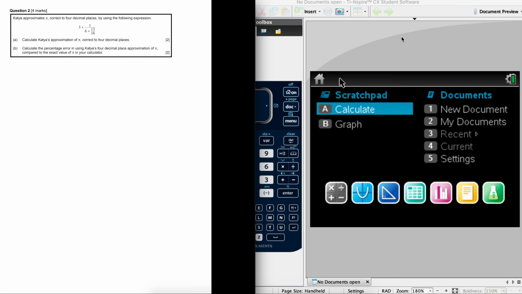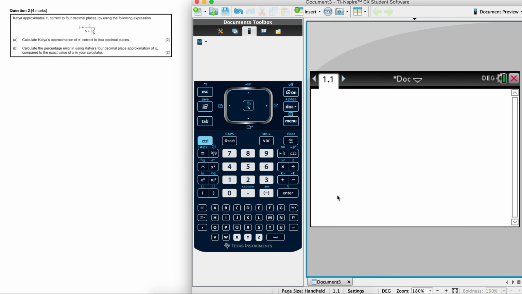So this question on the paper is using the approximation and the use of the calculator. For the first part, it gives us the expression, and it's asking us to write it down correct to 4 decimal places. So all we're doing there is using the GDC and typing that in.